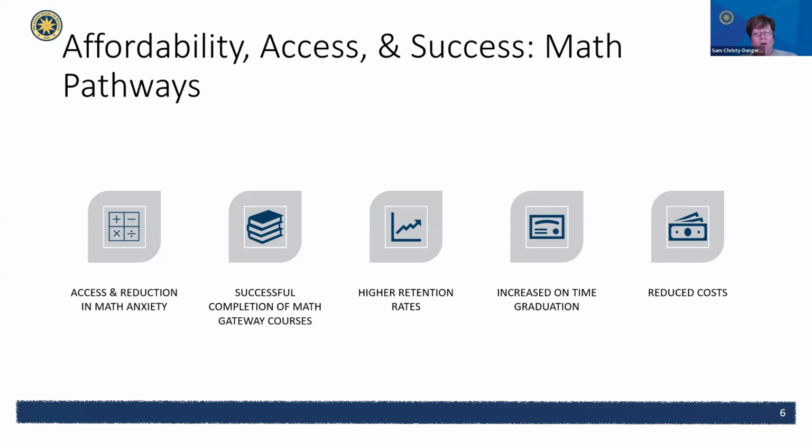That second item, successful completion of gateway math courses. Completing these courses contributes to earning credits toward a degree, improves self-efficacy, it positively impacts GPA, and it supports overall student success. Higher retention rates. Nationally, math pathways are associated with higher retention rates. Students who successfully complete required courses are more likely to remain enrolled and continue their studies. And on-time graduation and reduced costs. Students who pass gateway math courses on their first attempt and avoid multiple semesters of non-credit prerequisites are more likely to graduate on time. This shorter time to degree completion reduces costs for both students and institutions. Retaining current students is typically more cost-effective than recruiting new ones.